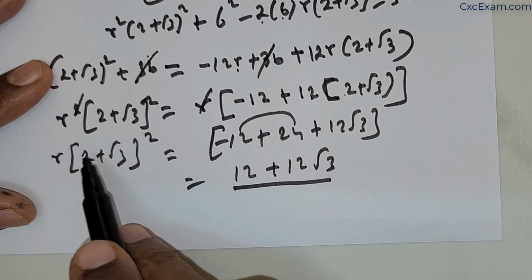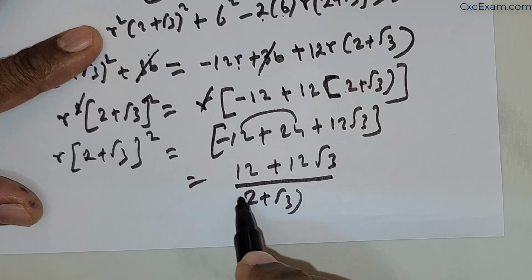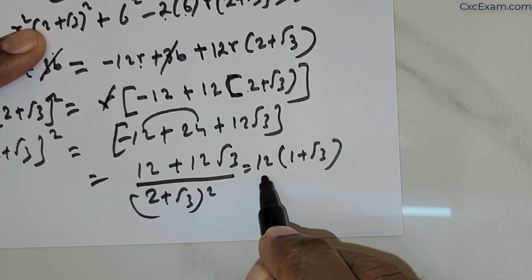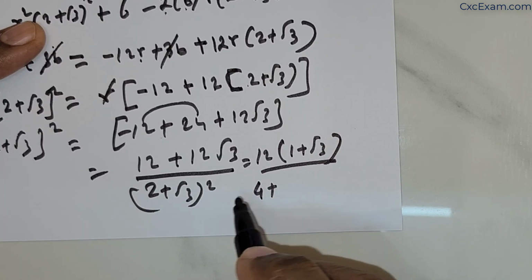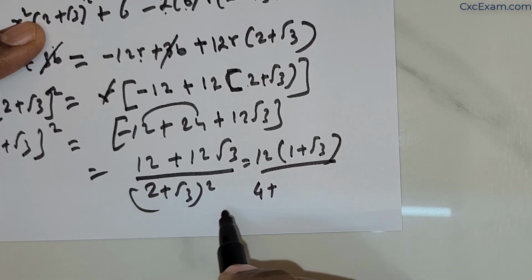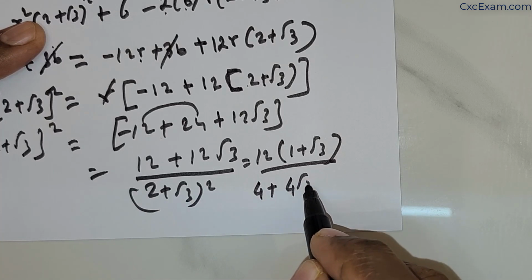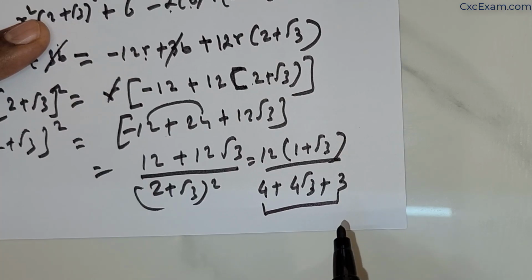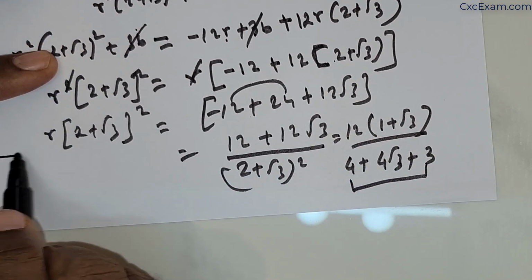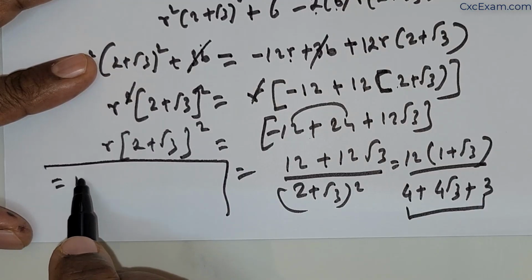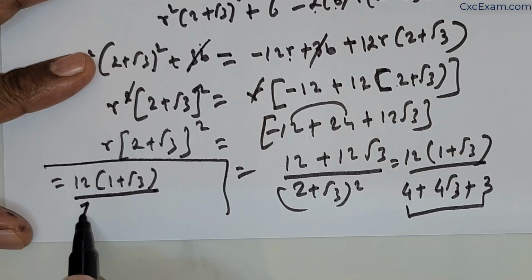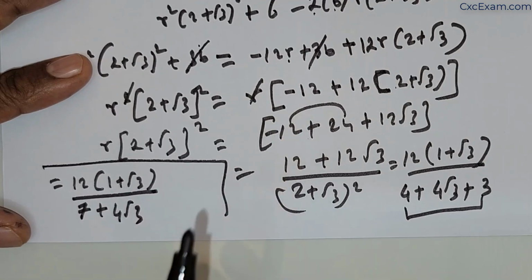Now you bring this down. This is going to be 2 positive root of 3 squared. Now this is 12 of 1 positive root 3. You expand this, you get 4 positive 2 times 2ab, right? So it's going to be 4 times the root 3 positive root 3 squared. That's going to be 3. So 4 added with 3 will give you 7. I'm using this space here. So you have 12 of 1 positive root 3 divided by 7 positive 4 times root 3. So let me go to the next side and write.